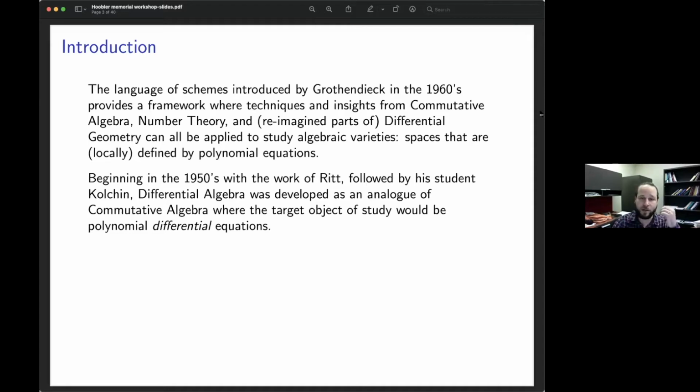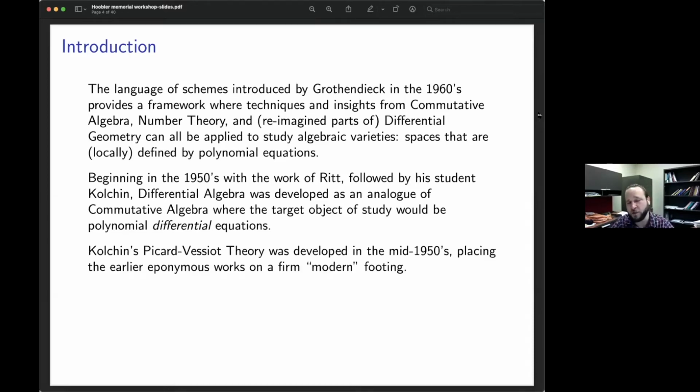Beginning in its most modern form in the 50s with the work of Arreche, followed by Colchin, differential algebra was developed as an analog of commutative algebra, where now you're hoping to be able to understand algebraically solution sets of polynomial differential equations, which also show up classically in many settings. And the hope was that you could emulate the things that people have been doing in commutative algebra to now also better understand differential equations from an algebraic point of view.